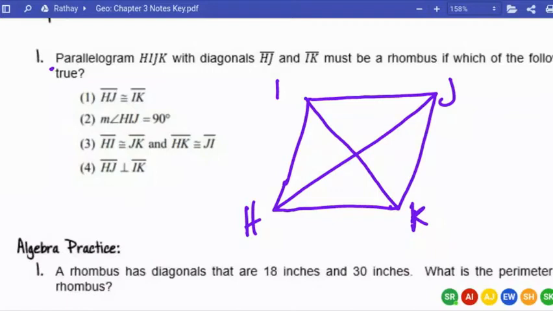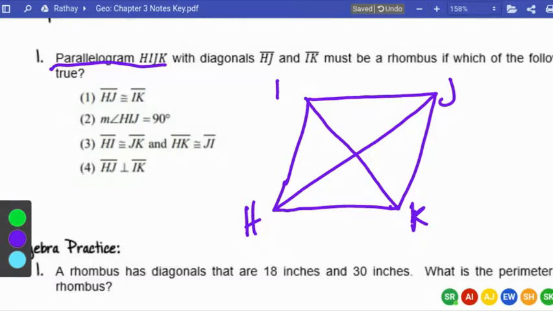So here we have some tougher rhombus examples. The first one is a multiple choice. It says parallelogram HIJK. So we already know it's a parallelogram. With diagonals HJ and IK, it must be a rhombus if which of the following is true. Choice 1 is that HJ is congruent to IK.